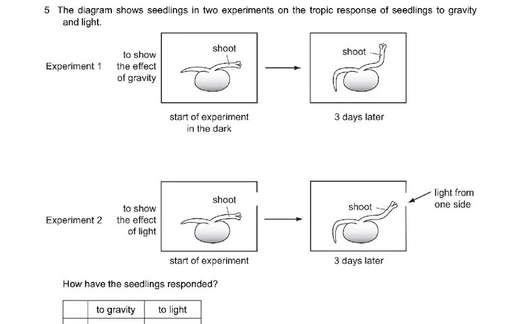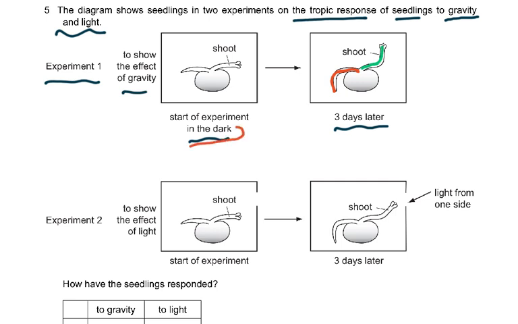The diagram shows seedlings in 2 experiments on the tropic responses of seedlings to gravity and light. So experiment 1, to show the effect of gravity: we have the start of the experiment in the dark, and then 3 days later, what do we see? We see the shoot has grown upwards and the root has grown downwards. This is the effect of gravity, and we've kept this in the dark.